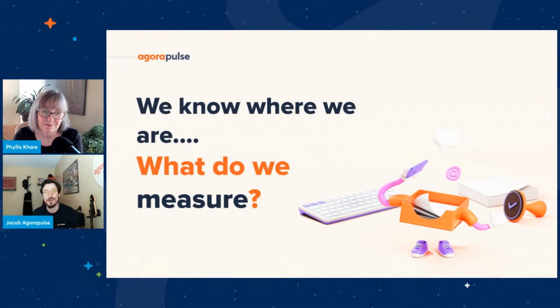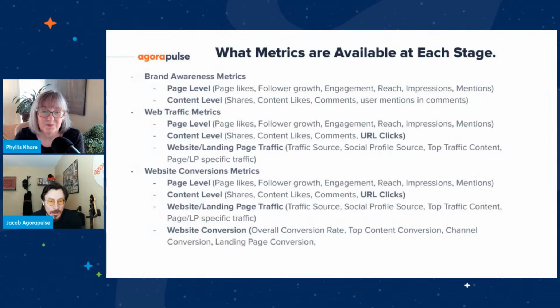So we know where we are. Let's come back to our presentation. We want to figure out, okay, what are we measuring at these different stages? So on the next slide, Phil, I have a nice little breakdown here. We won't go through all of them, but just at a high level, the brand awareness stage. What metrics are important? Page level, content level. Page level is telling you your page is growing. You're getting engagement. You're getting reach. You're getting all this good stuff to get the brand awareness built up.